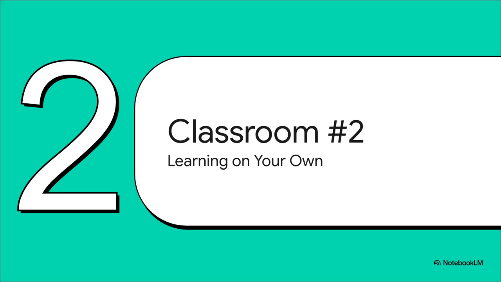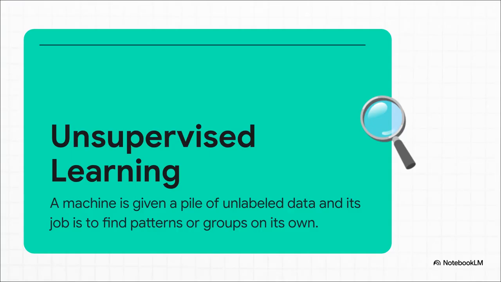Okay, let's head over to our second classroom. Now this is where it gets interesting, because in this room, the teacher leaves. This is learning on your own, or as the pros call it, unsupervised learning. It's all about finding patterns with zero help. So, in this setup, we give our student a massive, messy pile of data. But this time, there are no labels, no answer key, nothing. The machine's only job is to stare at all this chaos and try to find some kind of structure, some hidden groups or patterns, all by itself.